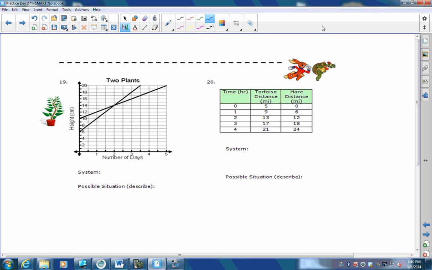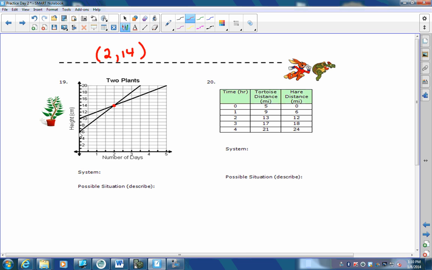So on number 19, they want you to write what the system is. They want you to look at the graphs. They're not asking you what the solution is. If they ask you for the solution, that's that point right there, which is 2 and 14. But they want to know the system, so they want you to write the equations.